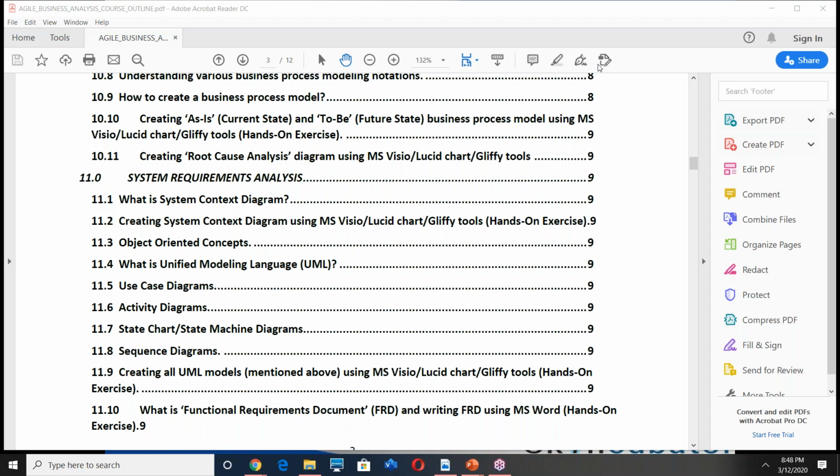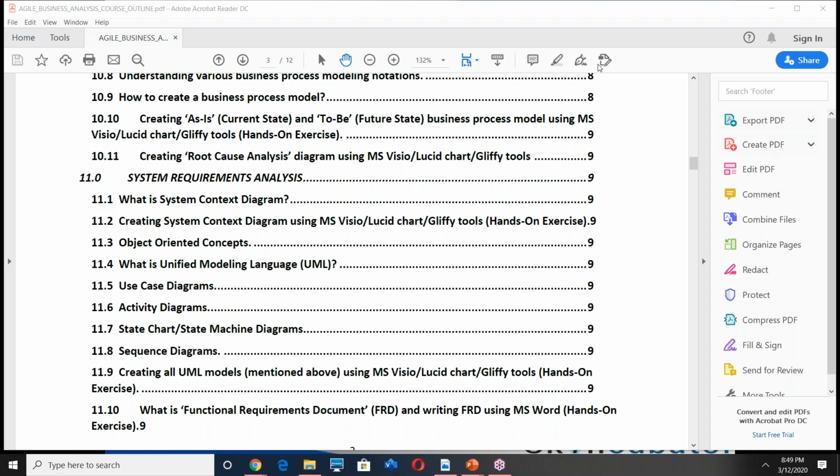And there are different types of diagrams here: use case, activity, state chart, sequence diagrams, class diagrams. All of these we will do some hands-on exercise using MS Visio again. The reason I like to use MS Visio is because it's an industry standard tool which is used in almost every single project. It's a universally accepted tool to create models.